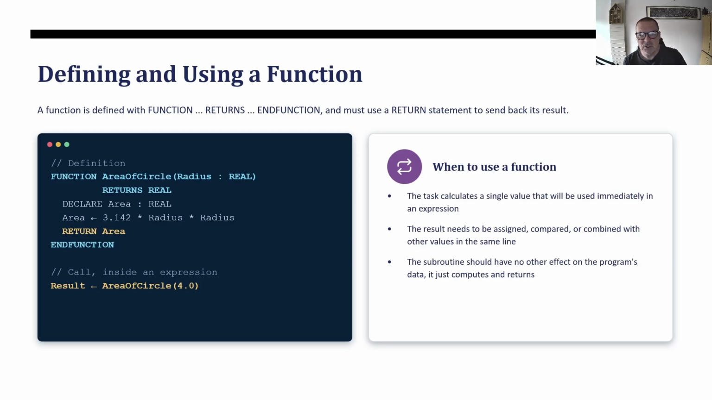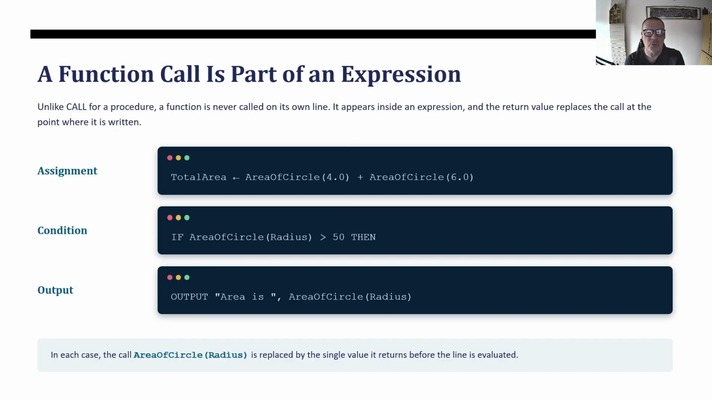And the subroutine shouldn't have an effect on any other program data. It just computes a single value and passes it back. A function call is part of an expression. For procedures we use the word call, but for functions we don't. You just state the name of the function and give it the arguments. It appears inside an expression, and the return value replaces the call at the point where it's written.